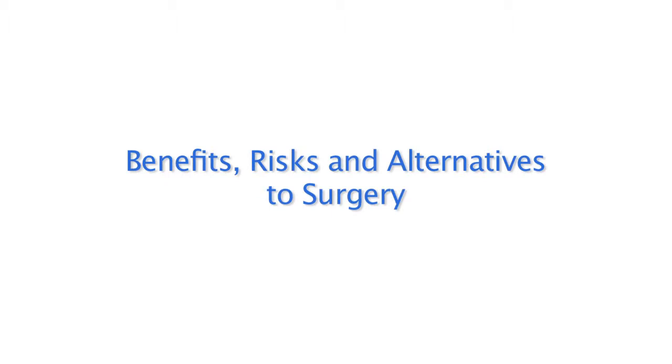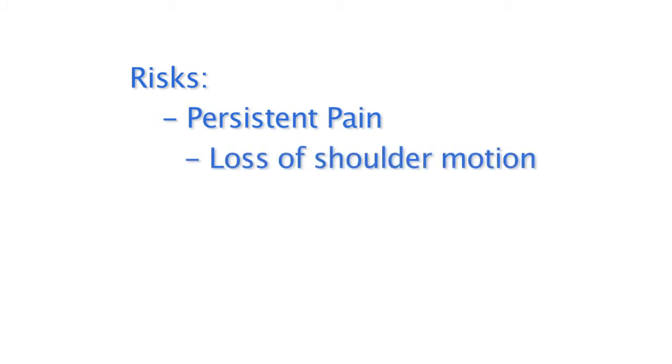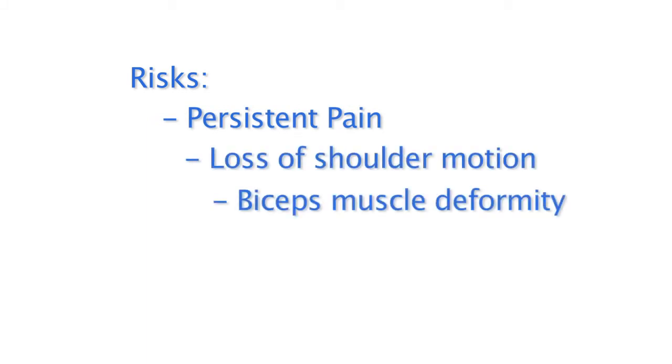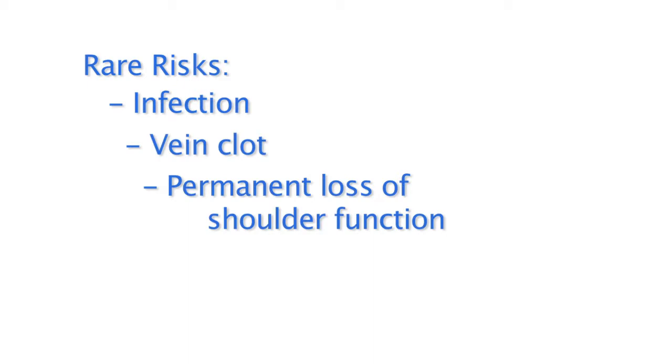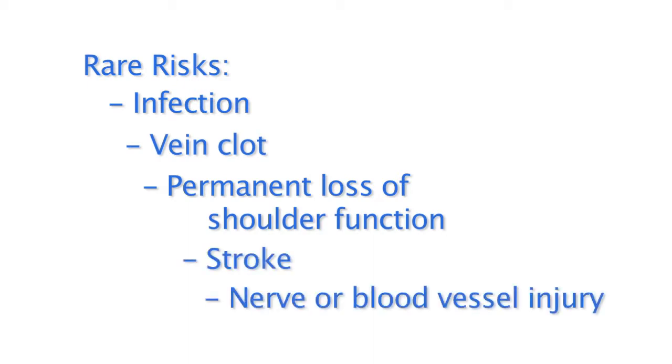In order for you to make an informed decision, you need to understand the benefits, the risks, and the alternatives to surgery. The benefit to surgery is pain relief, but in some cases, the pain will not be completely eliminated. The most common risks are persistent pain, loss of some shoulder motion, and biceps muscle deformity. Rare risks include infection, vein clot, permanent loss of shoulder function, stroke, and nerve or blood vessel injury.